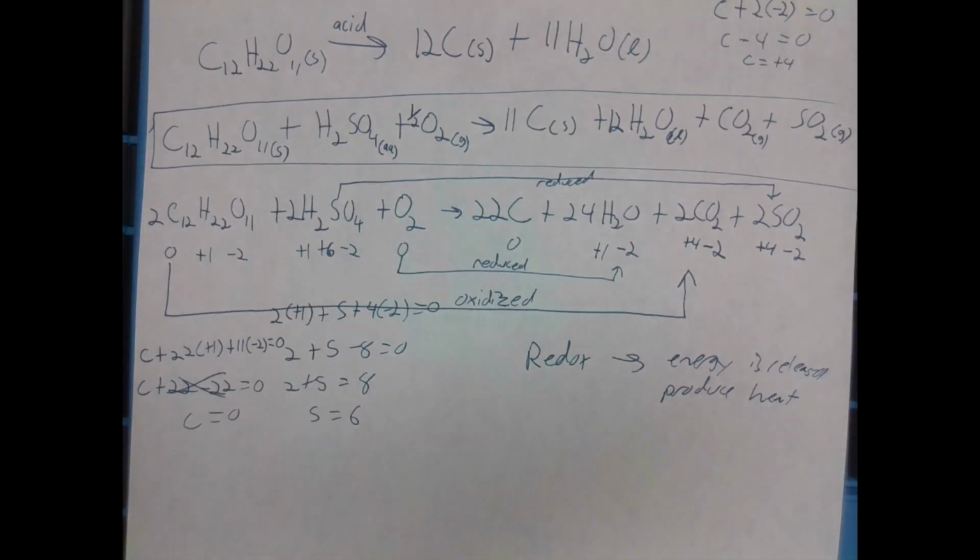So if carbon gets oxidized, is it an automatic redox? Yeah, if there's any oxidation, if there's any change in oxidation numbers, it's redox. So this will get very, very hot, as that is a lot of carbon being changed.